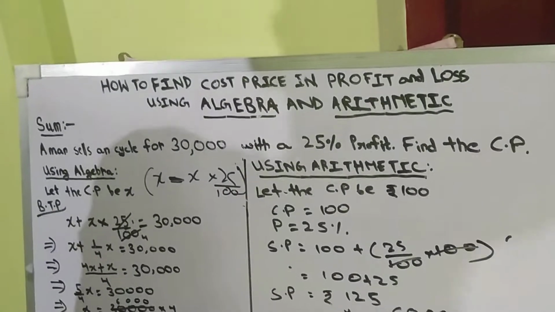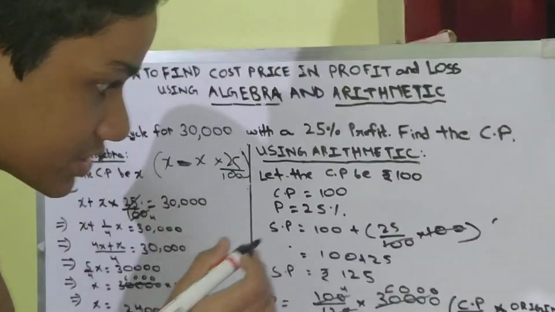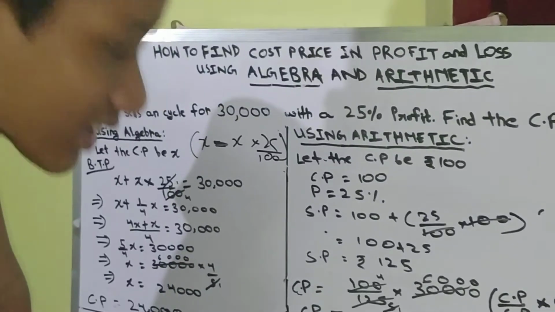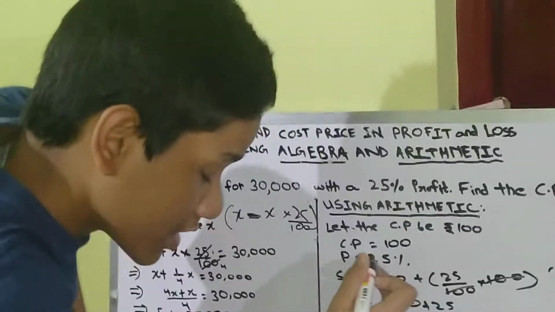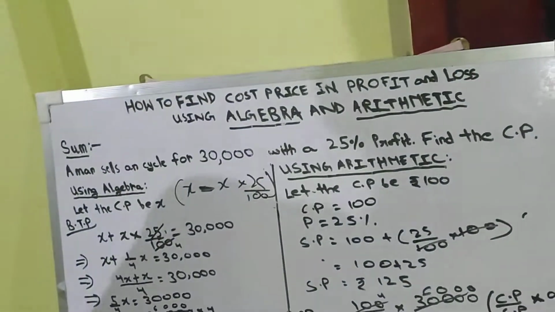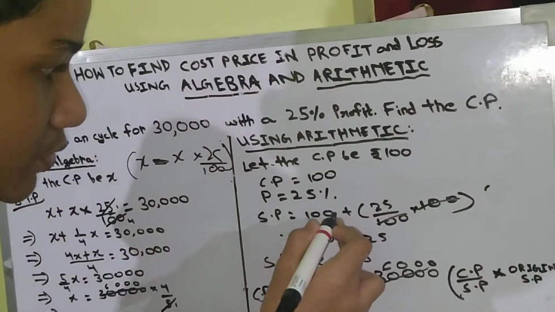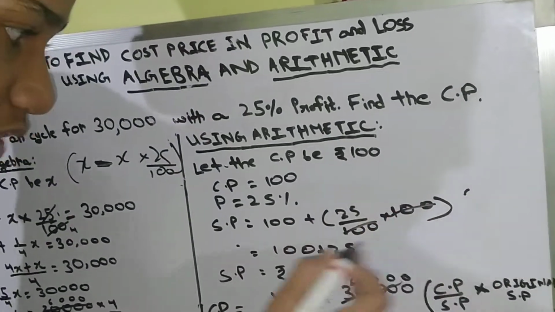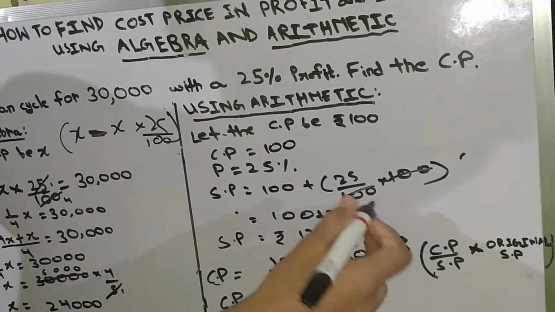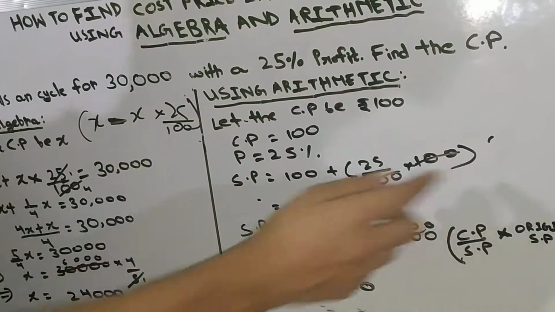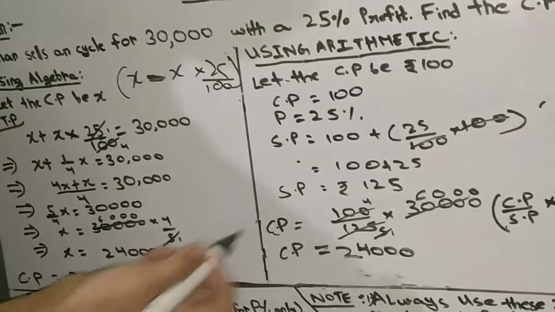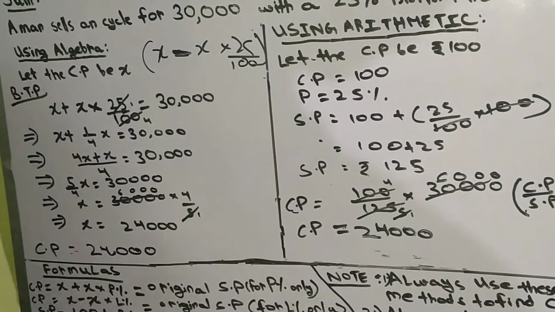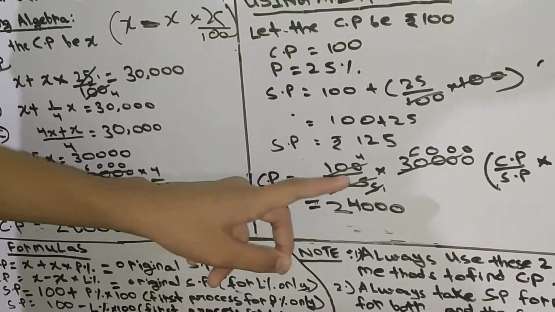Now how to find the cost price for the given loss percent in the arithmetic process. It's exactly the vice versa, and not very difficult. Cost price equal to 100. If instead of profit the loss was 25%, then the selling price would be 100 minus 25 by 100 into 100, which means 100 minus 25 is 75, and the selling price would have been 75. Then the cost price would be simply, with the formula, 75 by 125. Cost price is 100, so 75.